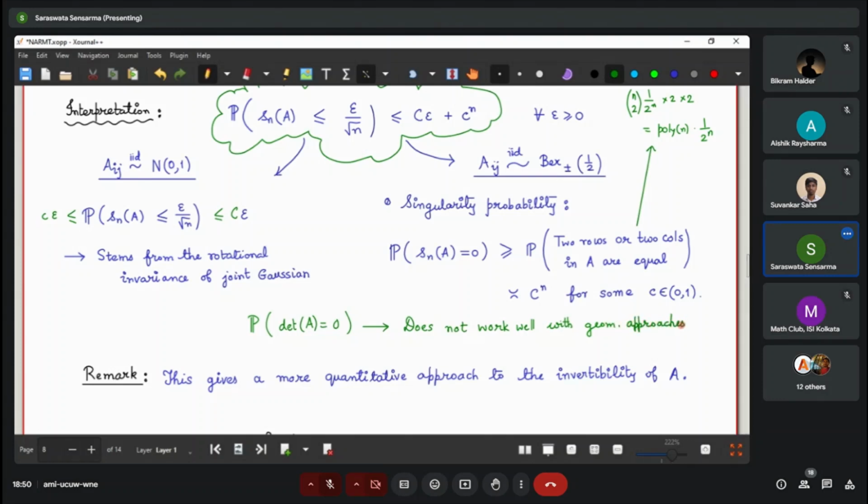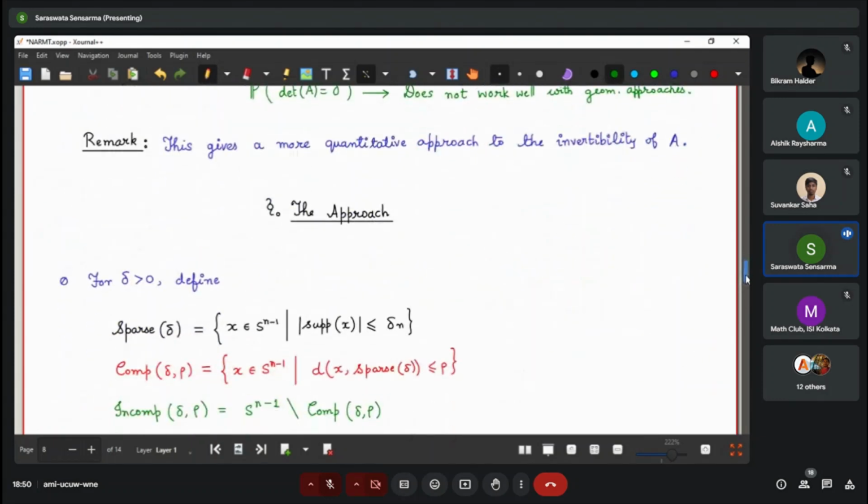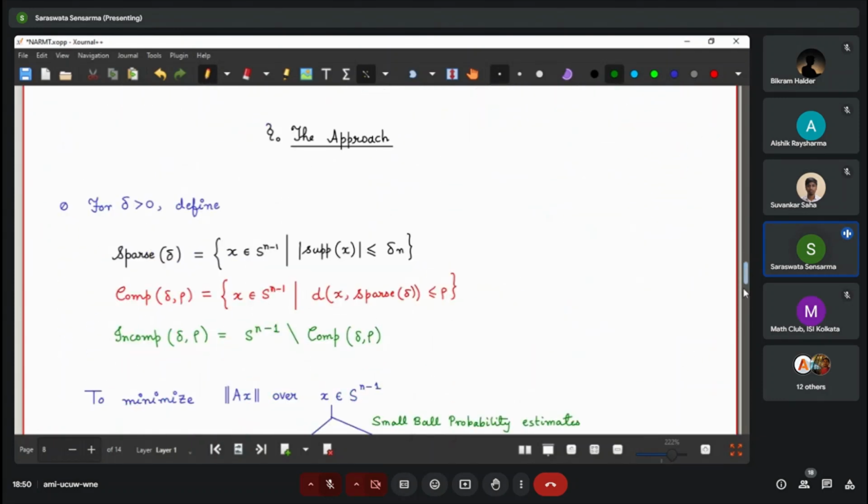All right, so now let's actually dive into the problem. How would we want to bound the smallest singular value? It won't be as easy as in the previous case. What we'll have to do is split the sphere, S^(n-1), into three parts. The first one is sparse vectors.